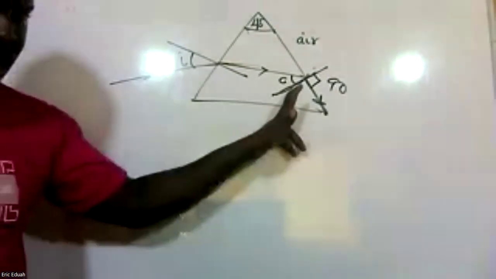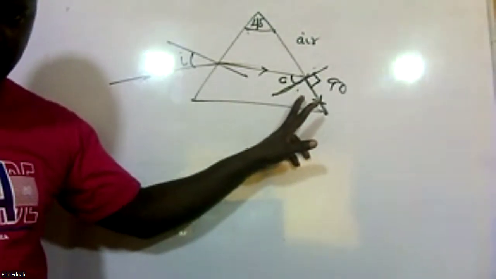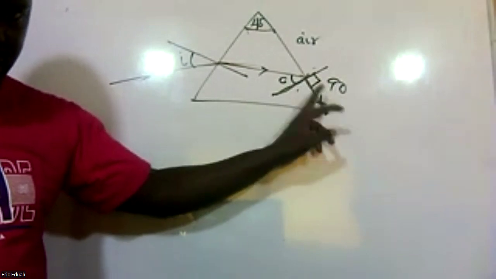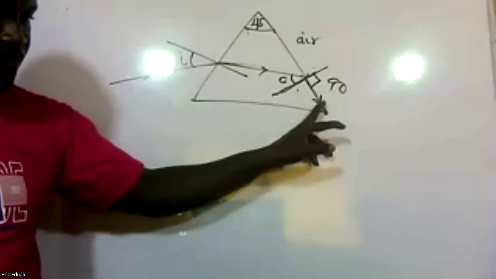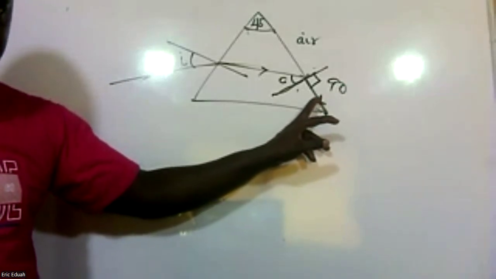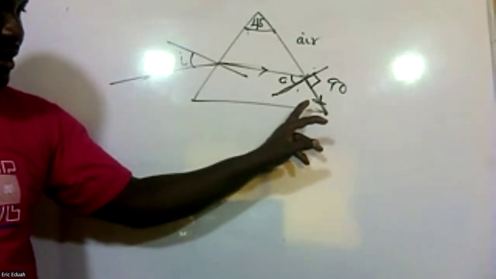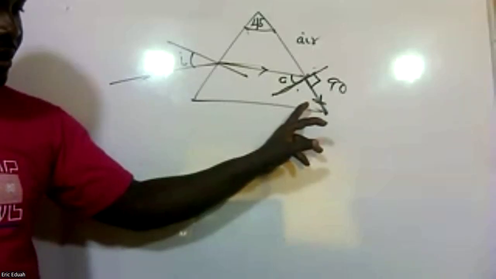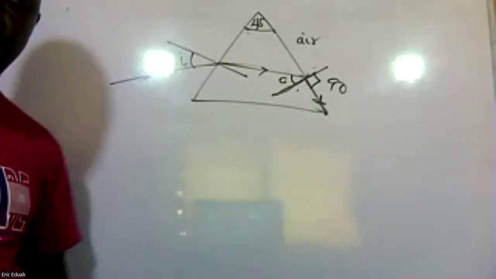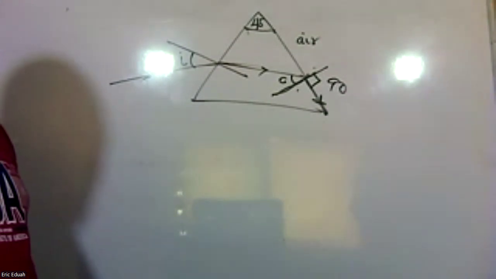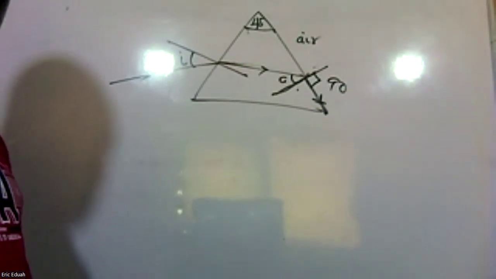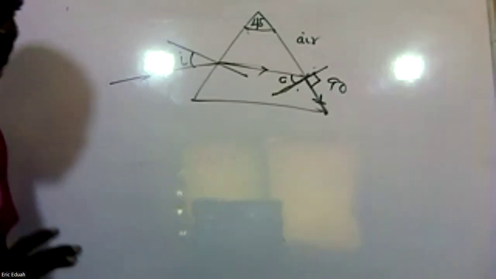Please, is it understood? Is it understood here? Give me feedback. Yellow, are you there? Please come again. Yes, sir.